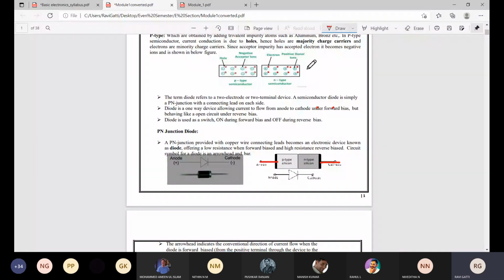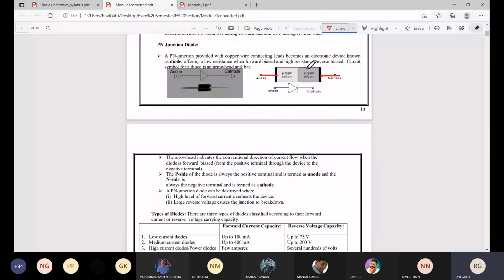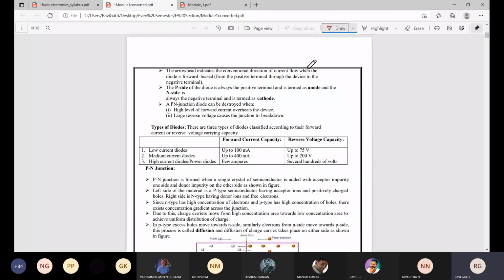Okay. So depending upon the operating principle, or depending upon how we apply the voltages and currents to the terminals, what we have created is two terminals, right? One we call P and one we call N. So how we apply the voltages to these terminals, we are going to divide these diodes into three important categories.